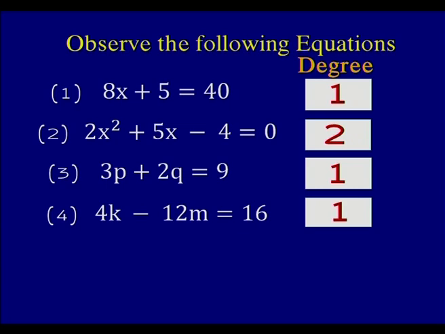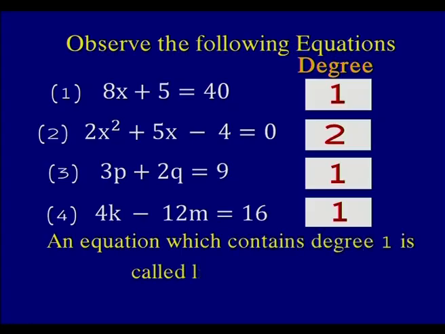An equation which contains degree 1 is called a linear equation. Once again, an equation which contains degree 1 is called a linear equation. Now, tell me which are the linear equations in the above examples? First one, third one, fourth one. These three are examples of linear equations, because these three are first degree equations.